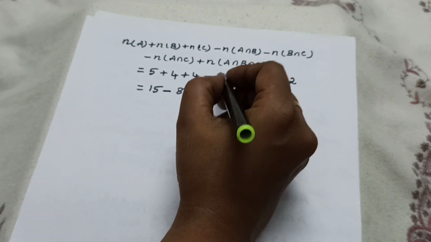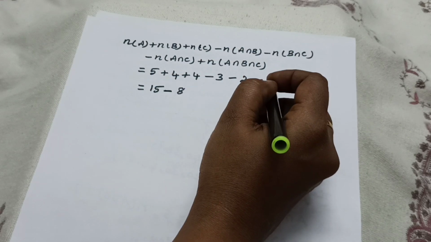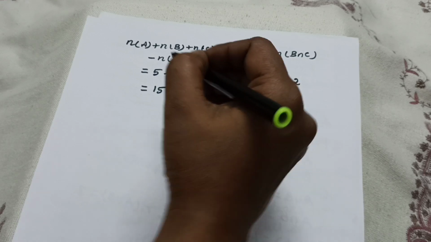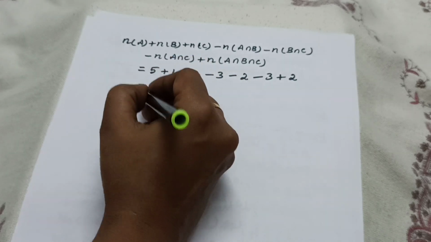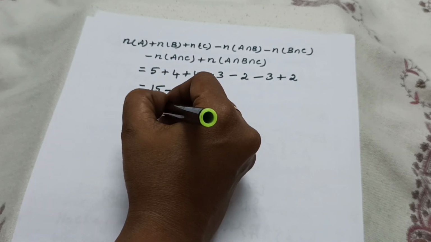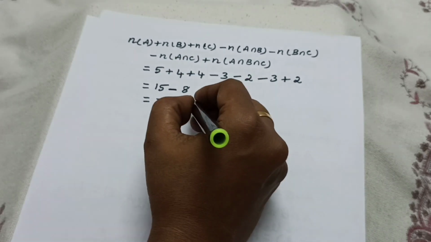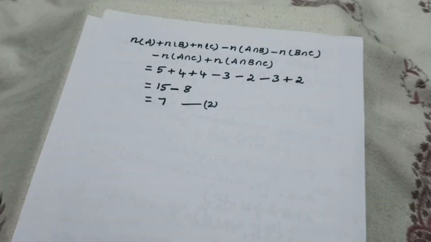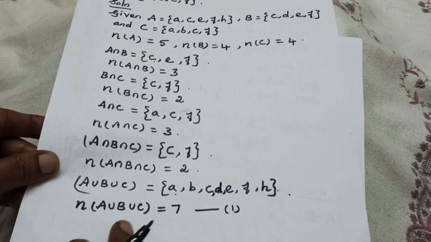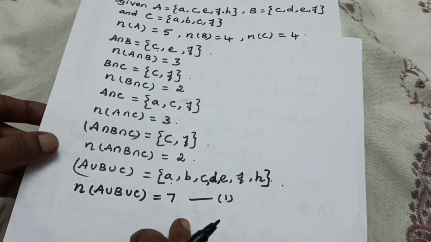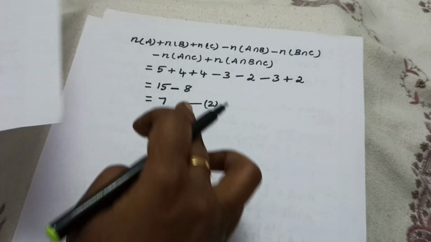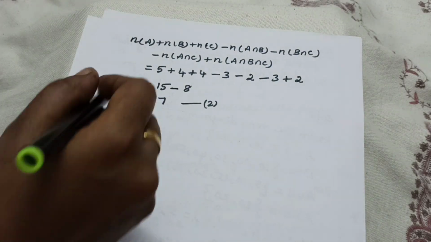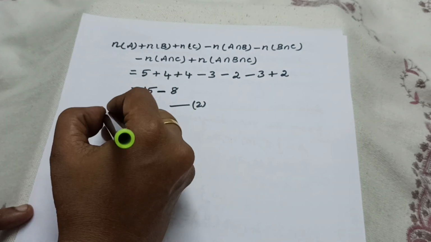Then the 3 numbers also added. Common sign minus, isn't it? That minus we have to write here. 15 minus 8 is 7. Understood? This is what we have to take. Already we got N of A union B union C is equal to 7. These two are equal or not equal? Equal, isn't it?